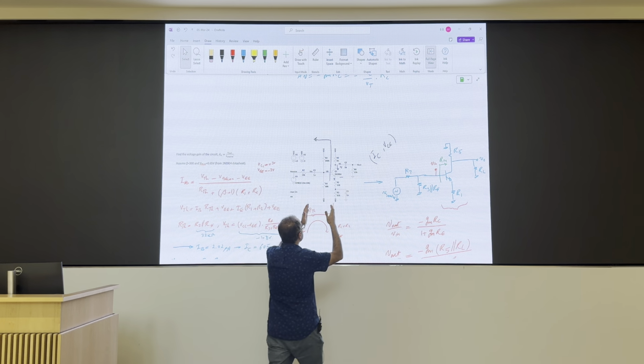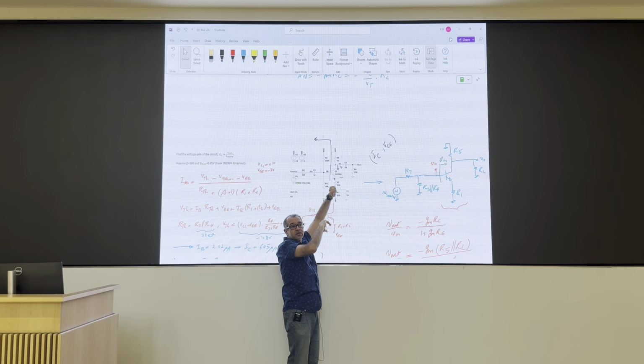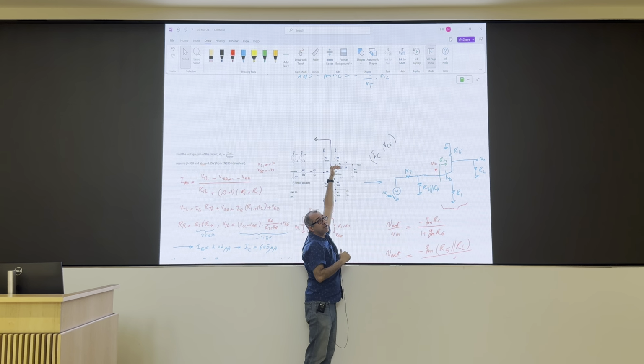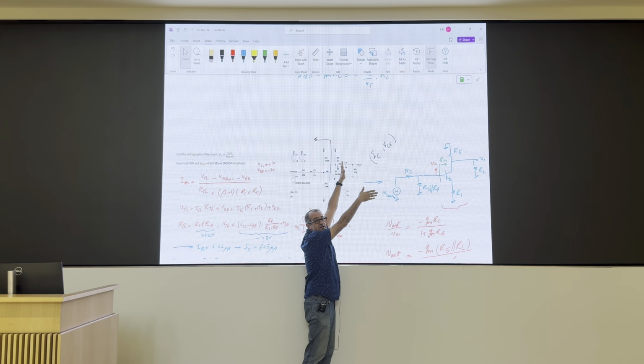In that case, what I can do is insert the common collector stage here. What does that guy do for me? It gives me a lot of input resistance when I look into its base, drives the load, and my common emitter amplifier is now happy. It doesn't see a small load. It sees a large input resistance of that common collector stage.